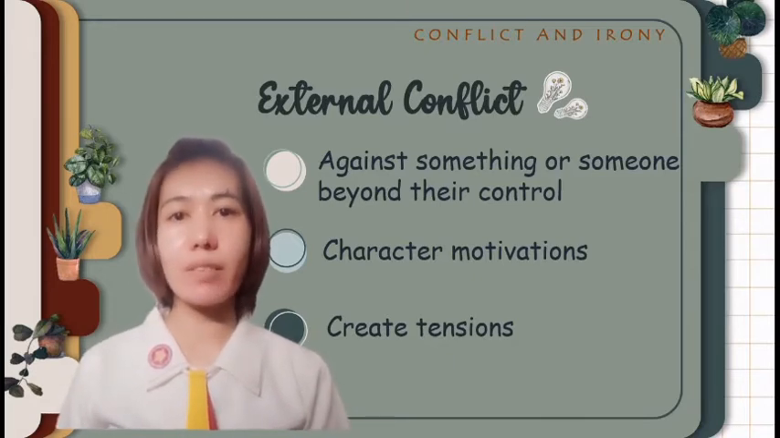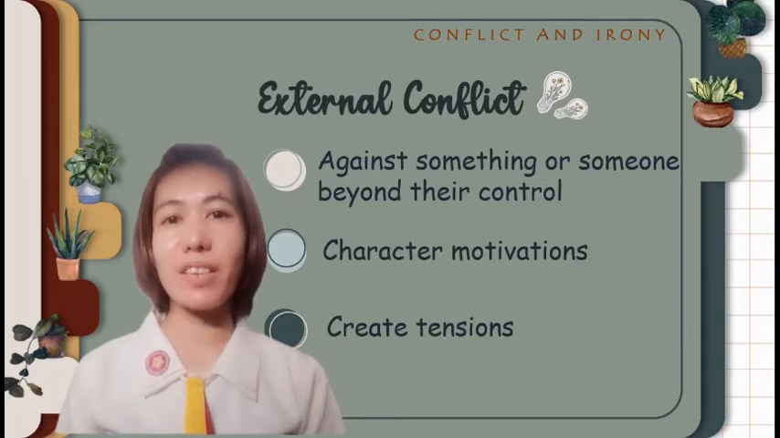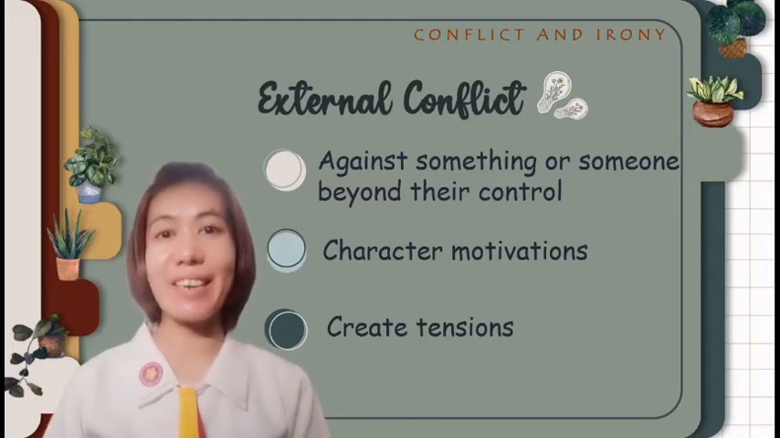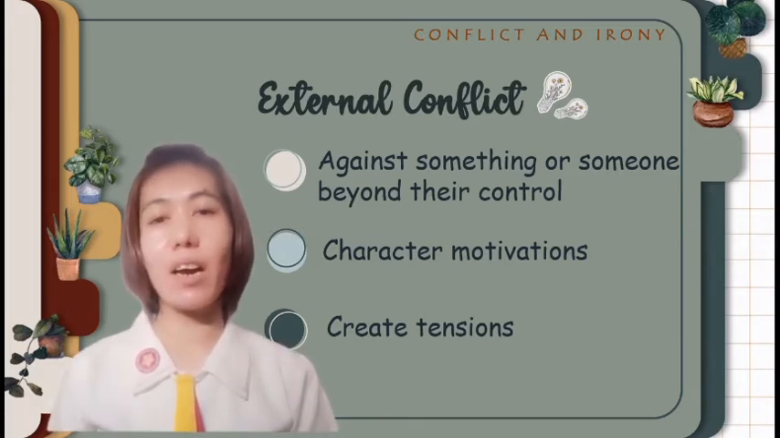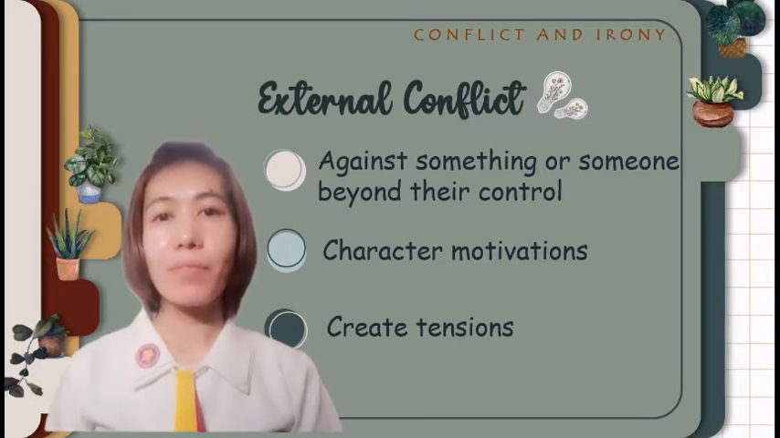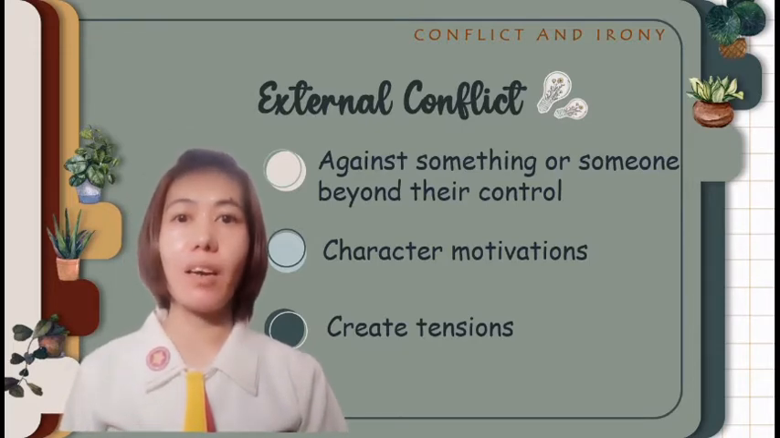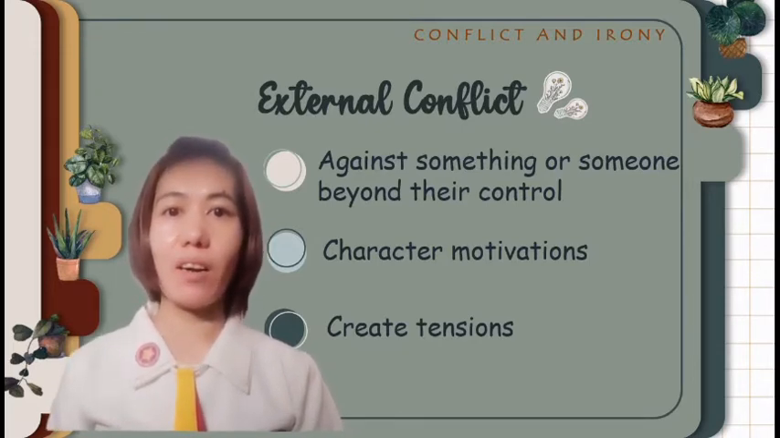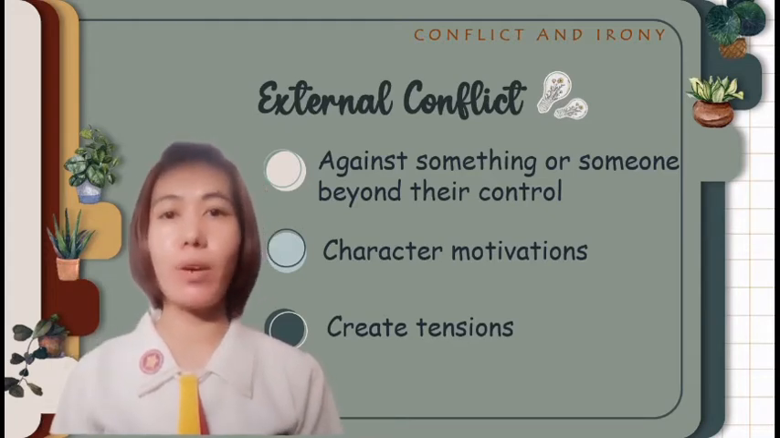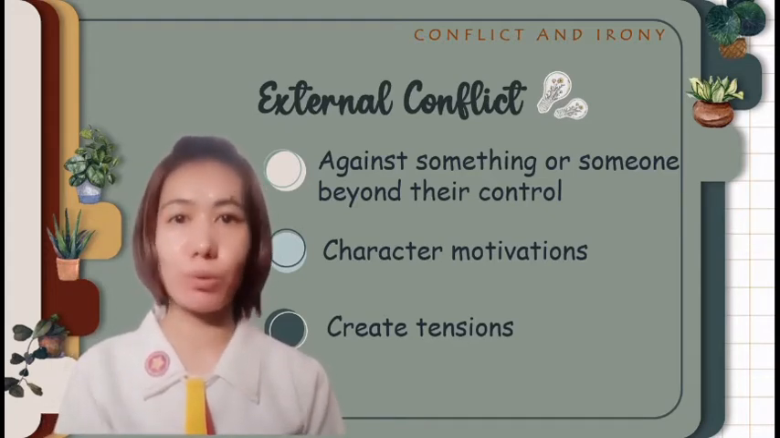Another example is when you and your best friend are competing for the highest score in the exam or in the grade. That is external conflict. Another example is the verbal conflict with your parents, with your friends, or a misunderstanding with your best friend. That is external conflict, dealing with someone or going against someone beyond your control.